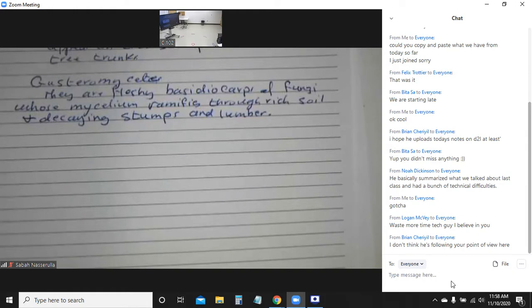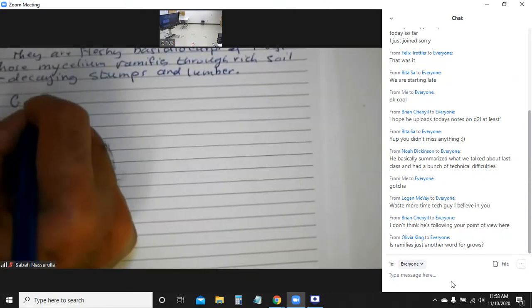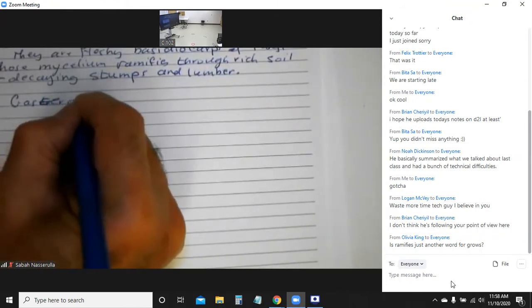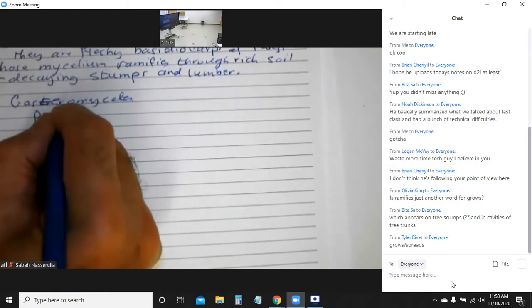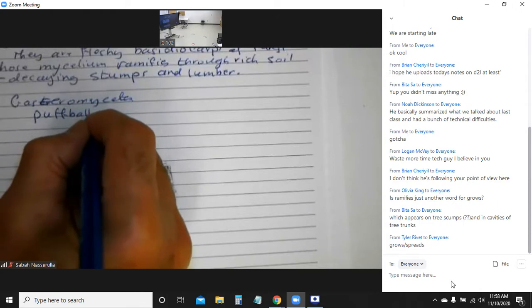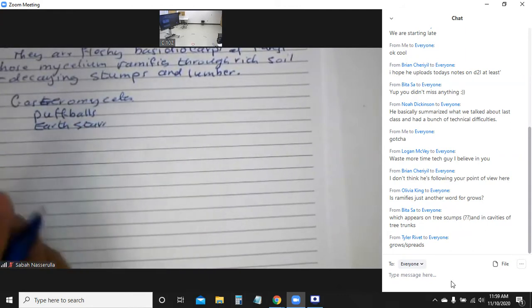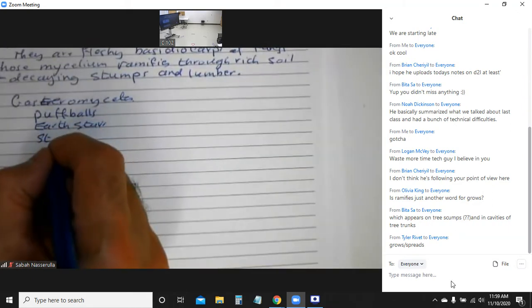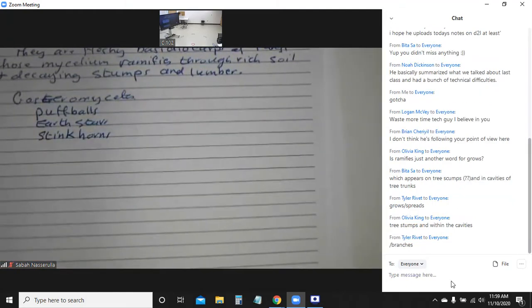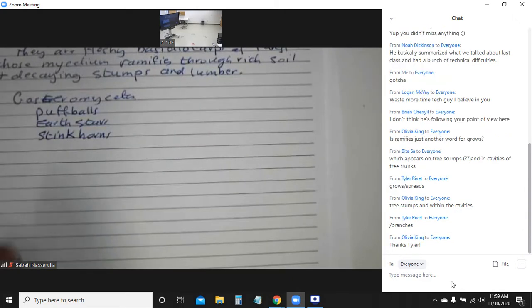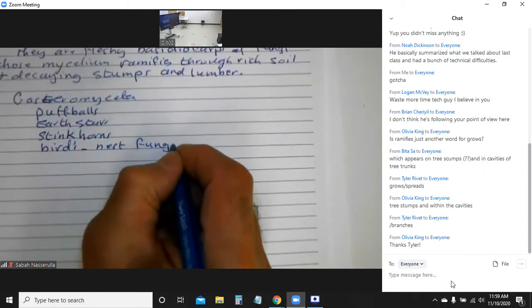Now we're going to talk about three of these. There are quite a few of them, but the Gasteromycetes include the ones we're going to talk about here: the puffballs, the Earthy Stars, the stinkhorns, and also the one known as the Bird's Nest Fungi.